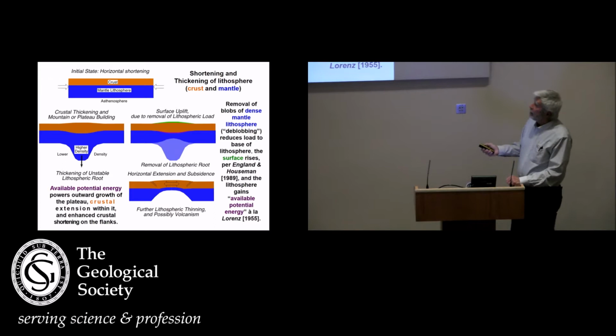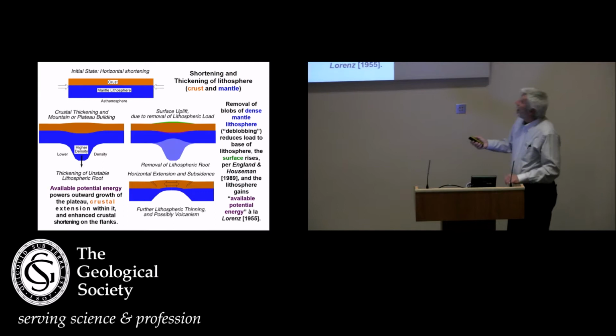Because you have this lateral difference in density, this is unstable. This wants to go away. So let's take it away. The light blue shows that it's been removed. So you take a load off of this. You remove it with blobs of mantle lithosphere, take them off. The surface should rise. Surface should go up. England and Houseman made this point 30 years ago.